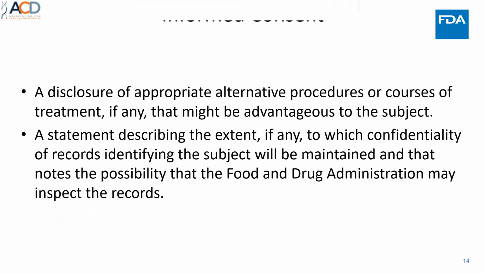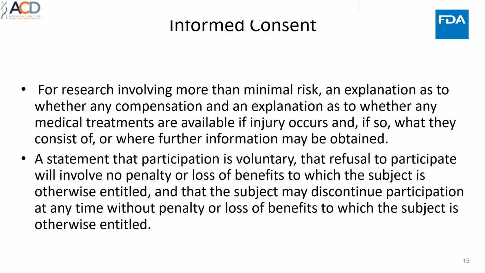The informed consent should also have a disclosure of appropriate alternate procedures or courses of treatment, if that may be advantageous to you, and also a statement on confidentiality. For research involving more than minimal risk, and minimal risk is usually, you go to the doctor, you have your blood drawn, it's basic risks we take every day, there should be an explanation as to whether any compensation or medical treatments are available if an injury occurs, and if so, what they consist of, and who you should contact. So if there's more than minimal risk, they should be explaining to you what the consequences of that are and how you can address that.